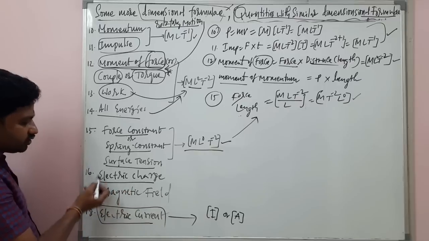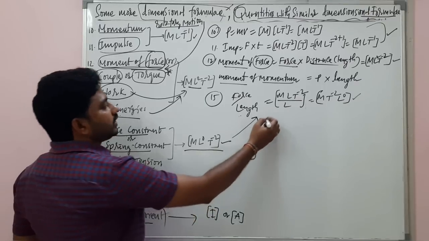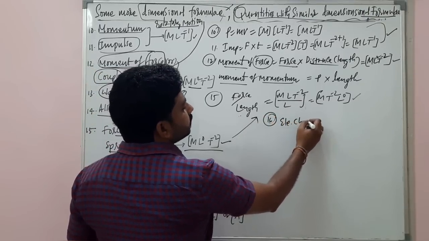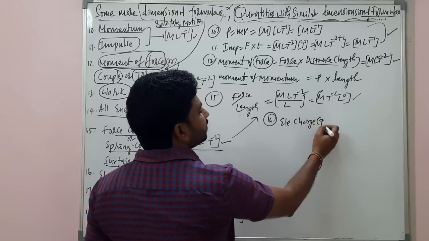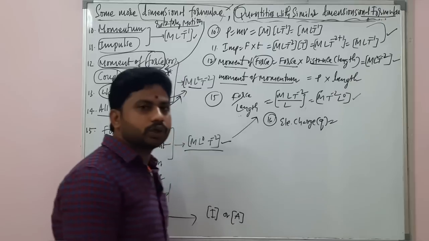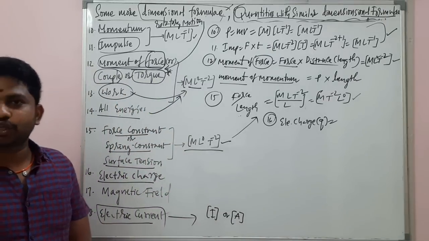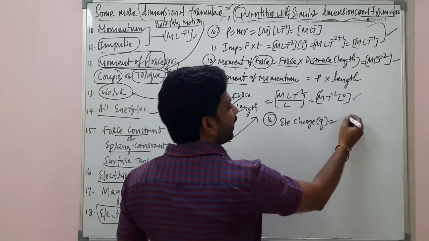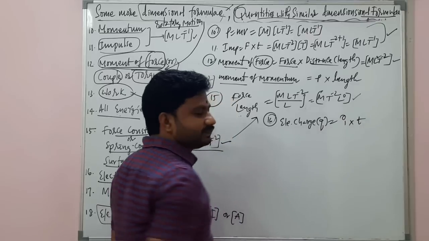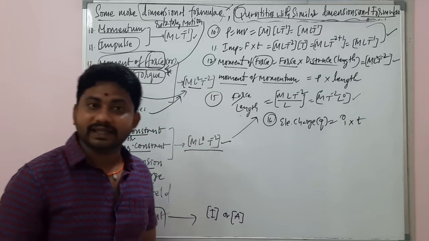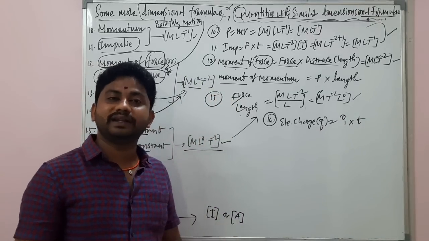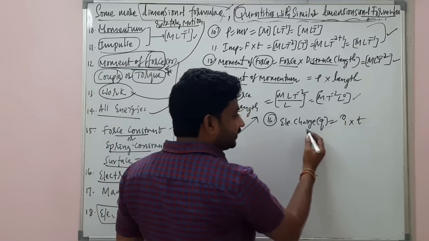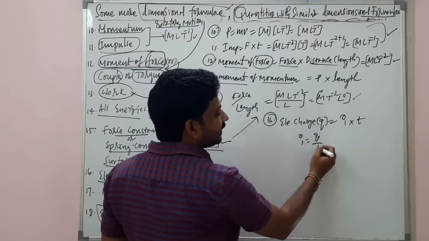Now come to the concept called electric charge. The 16th physical quantity I am taking is electric charge, which is denoted with the symbol Q. What is the formula for electric charge? Electric charge Q is equal to electric current into time. Q is equal to IT. From electric current, I is equal to Q by T.